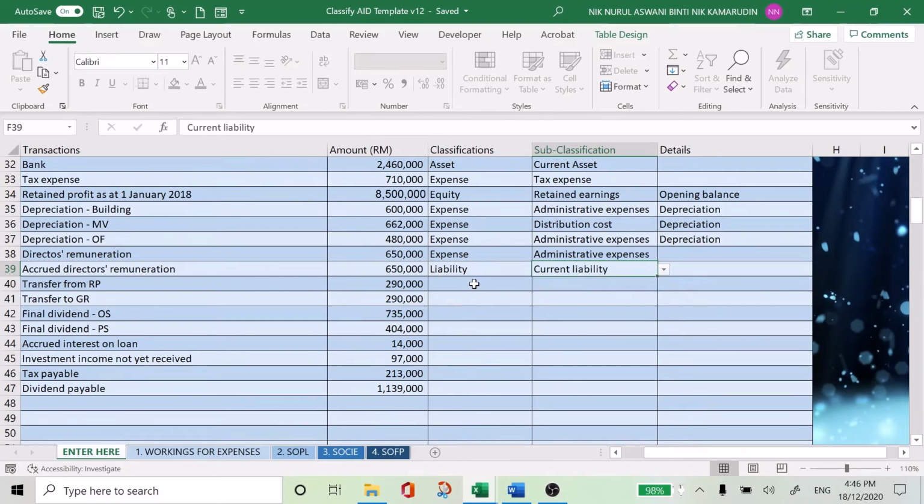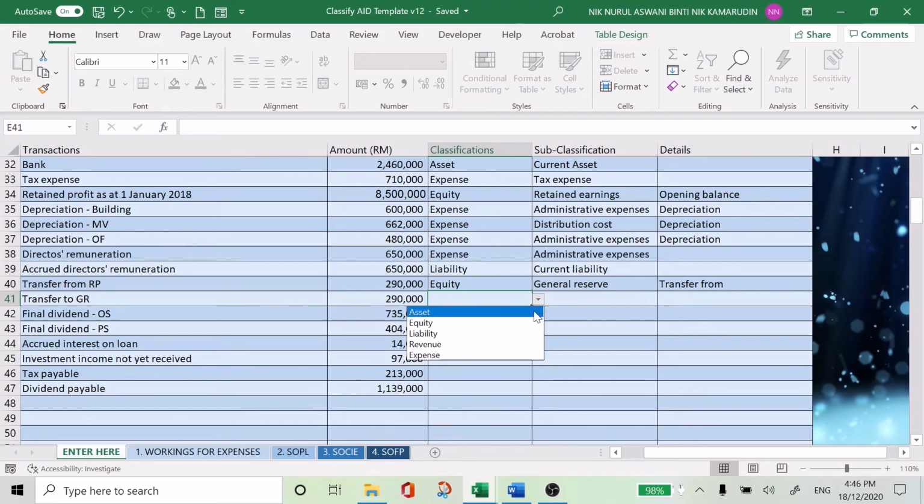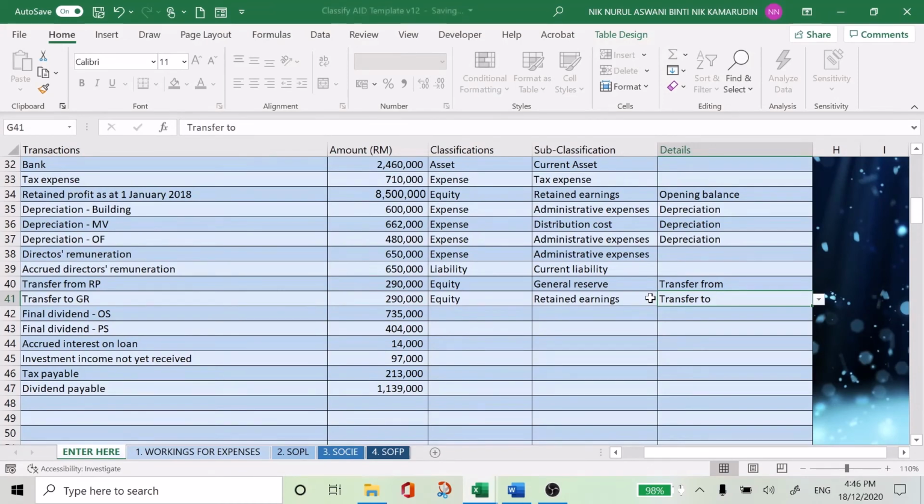Transfer from retained profits to general reserve. This is equity. This will affect general reserve. So from retained profits, transfer to general reserve. If you mix up between these two, you don't have to worry. If your account did not balance because of this, then you just change between these two, and change also the sub-classification.